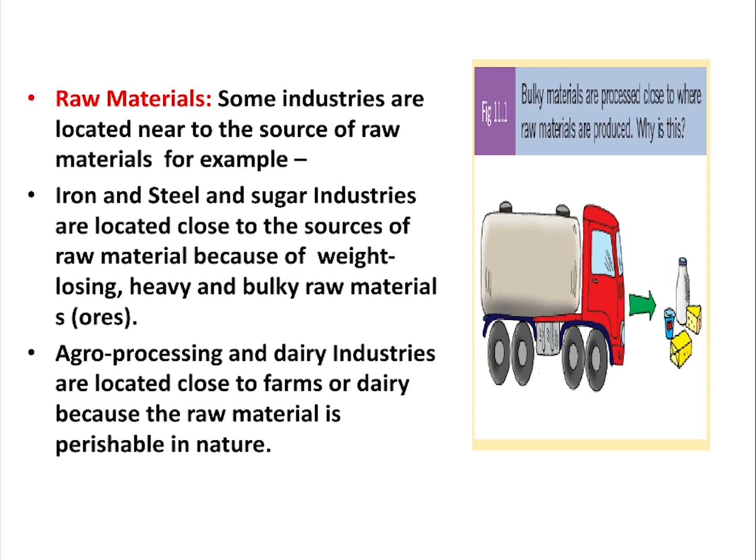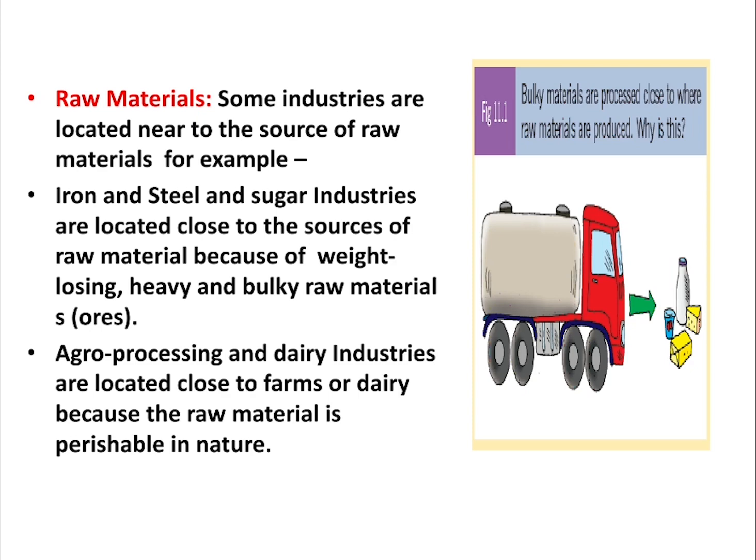So in the world, for some industries the main factor that affects location is raw material. For example, the iron and steel industry and most agro-processing industries. That is the factor that affects the location of some industries.